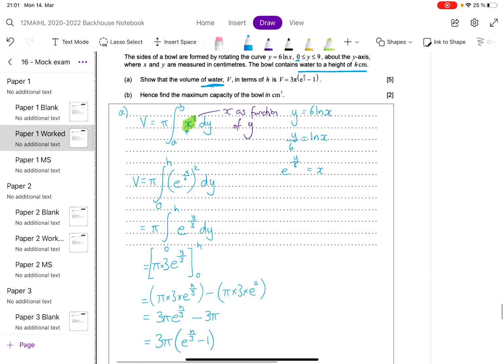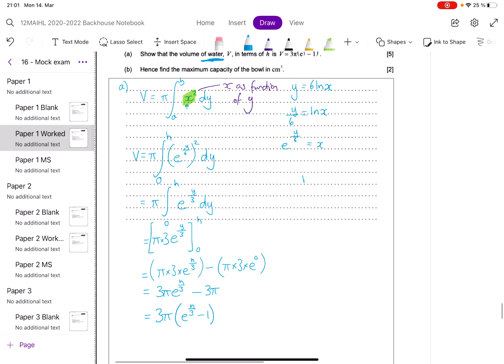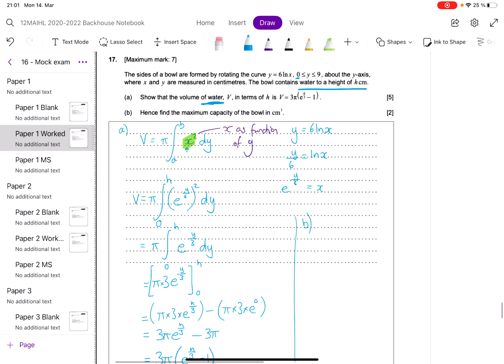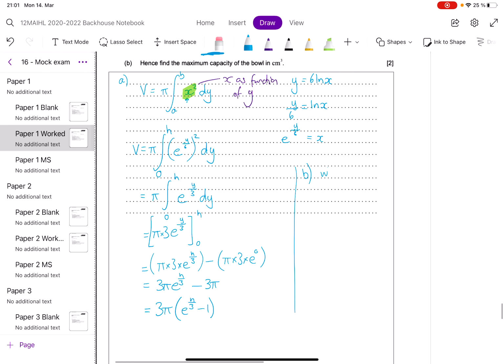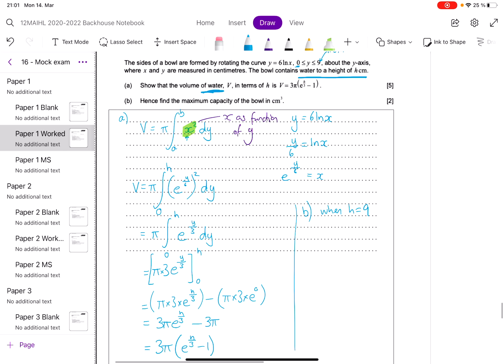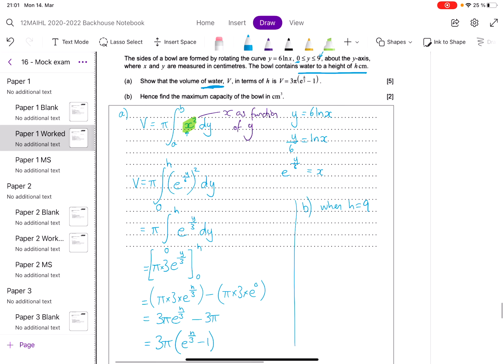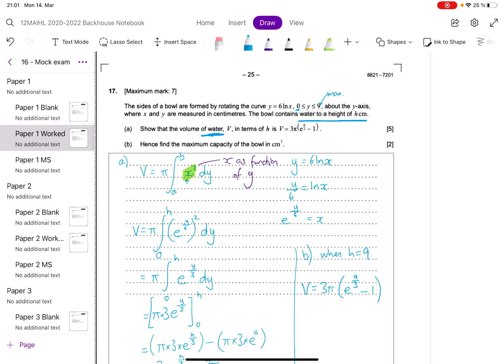Okay, part B, hence find the maximum capacity of the bowl. This was actually done pretty well by most people. Most of you recognised that that maximum is going to happen when h is 9. When h equals 9, we just substitute it in. V equals 3 pi times e to the 9 over 3 minus 1. Put it into your calculator and you got your answer. So hopefully, if you made it to 17B, it's nice that you had a nice, easy 2 marks.